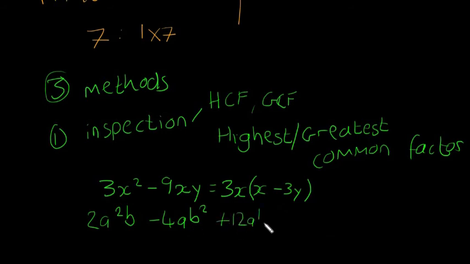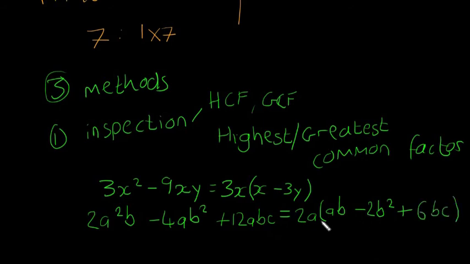Plus 12abc. Equals, so we're looking for the highest common factor. The number that goes into all of it has to go into every one of these terms, and we're going to take it out of the brackets. In this case, it's going to be 2a. If you divide 2a into the first term, you're left with ab. For the second, you're left with minus 2b squared, because 2a by 2b squared is minus 4ab squared. And then this last one is going to be plus 6bc.